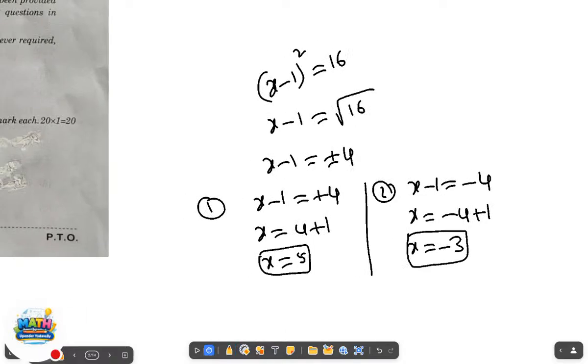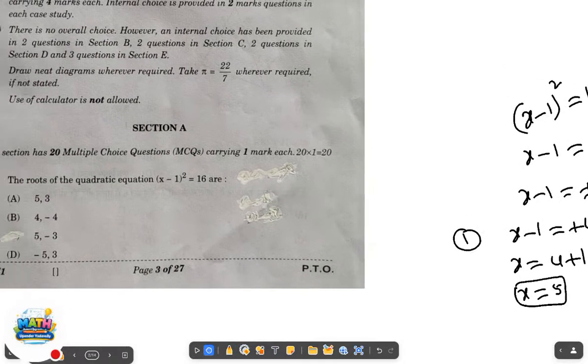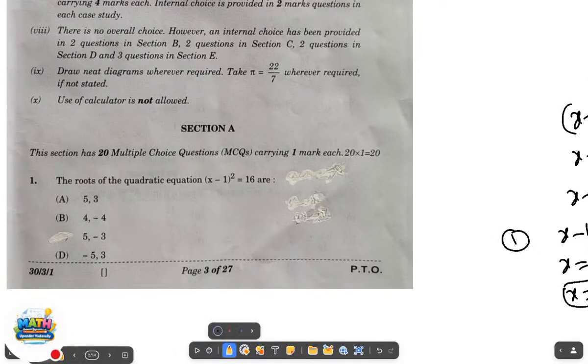Let's check the answer here. Plus 5, minus 3. So option C. Option C is the right answer. This one. This is option C, and it is the right answer.